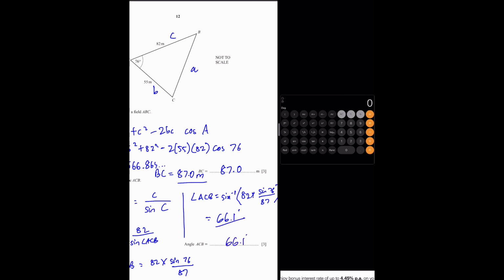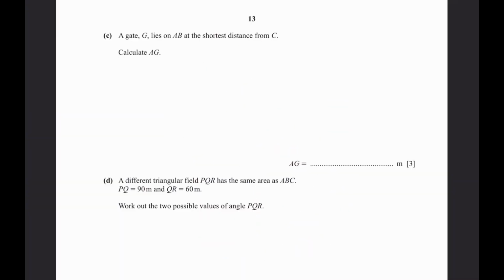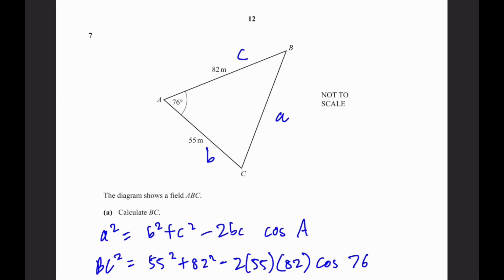Now, let's go to part C. A gate G lies on AB at the shortest distance from C. Calculate AG. Well, the shortest distance from C on the line AB will be the perpendicular distance. So the point G lies on this line perpendicular to AB if you draw the line GC. In other words, let's say there's point G, this is a right angle here.